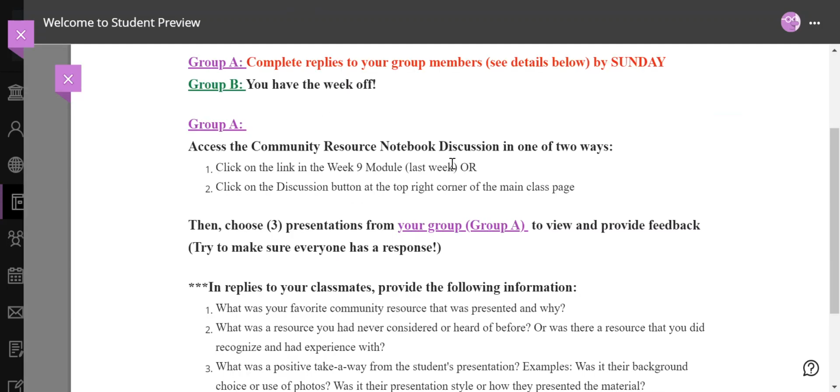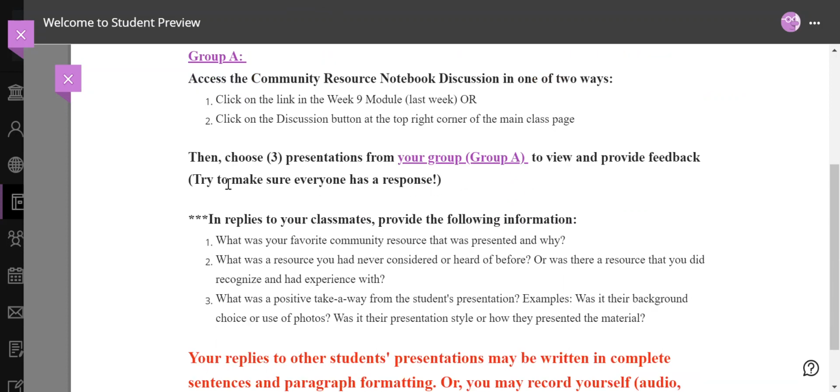All right, so you went to one of these 2 places to find the discussion, and now you're going to choose 3 presentations from your group. Again, please try to make sure everyone has a response. If you have the option of choosing someone who already has a response or someone who does not, please choose the person who does not have a response because I'm sure all of you would like to get some feedback.